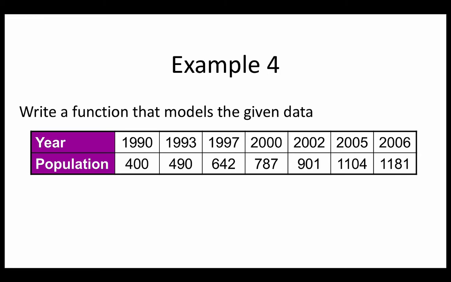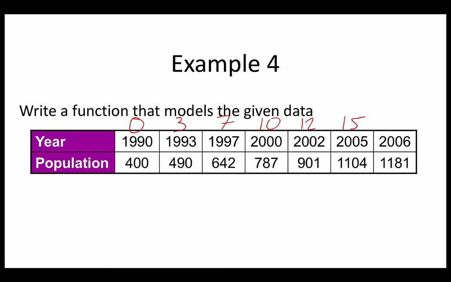Folks, one suggestion, especially when dealing with years like 1990, 1993: those all work out, but it'll end up making our equation a little nastier. So let's make 1990 year 0, which would make 1993 year 3. 1997 would be year 7. 2000 would be 10 years later. 2002 would be 12 years later. 2005 would be 15. And 2006 would be 16 years later.